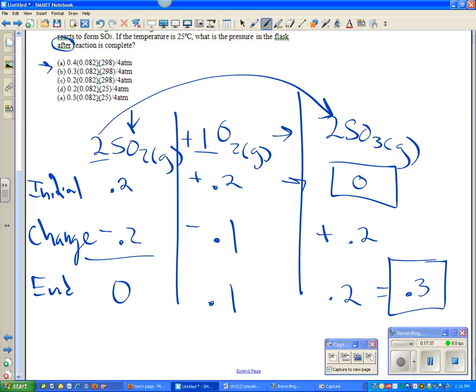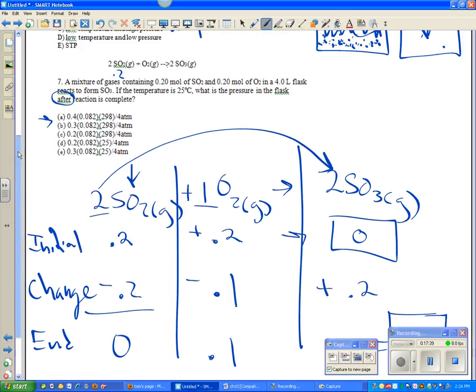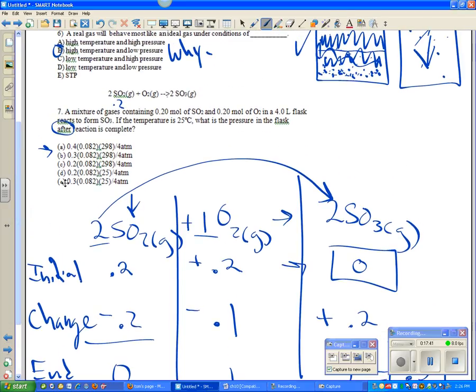Now, only 2 of these options up here have 0.3. We know it can't be this one because that's still in Celsius, so the only other option left is B. When you read these questions, be really careful that you see what it's really asking for. It wanted it after. If it wanted it at the start, sure, it's A, but it wants it at the end, so it has to be B. All right, the next video will cover more.